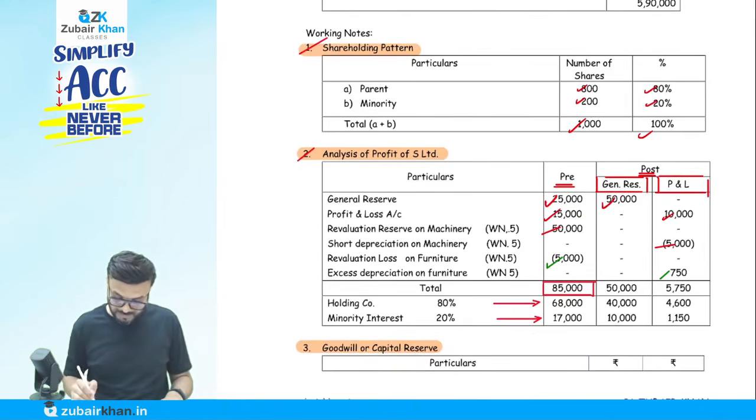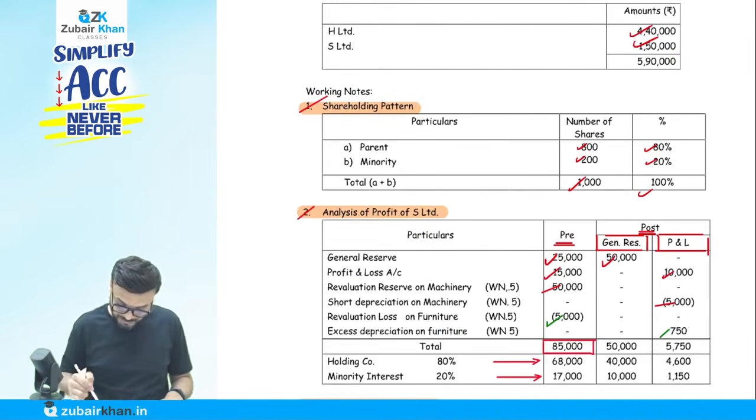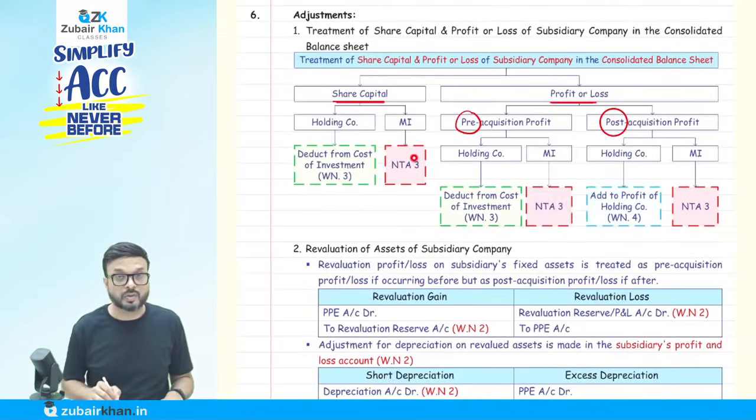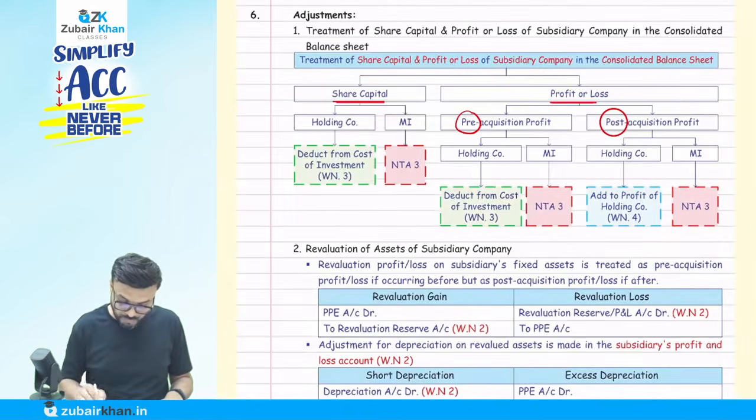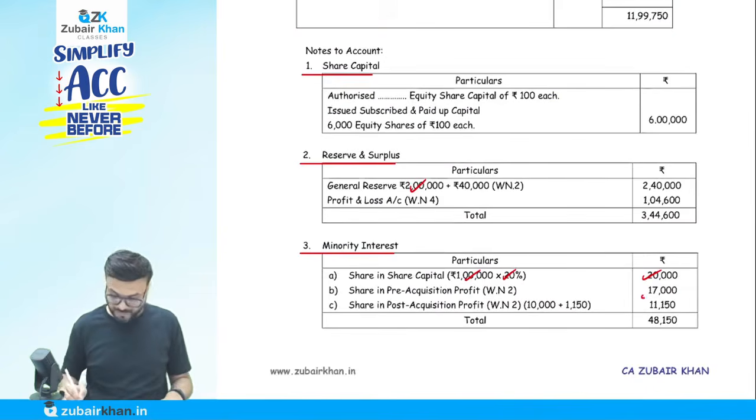80%, that is 68, and this 17. So this is where it will come. 68 will be deducted here. Okay. Then what about these 17,000? Here it will go to notes to account number 3. So we will go to notes to account number 3. You can see that here now, 17,000.